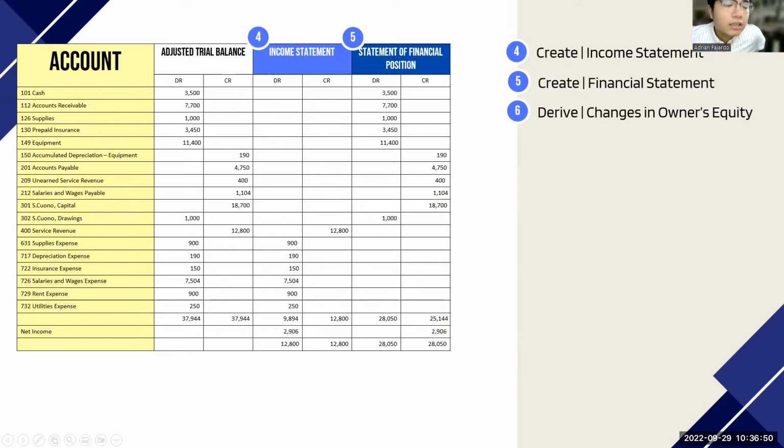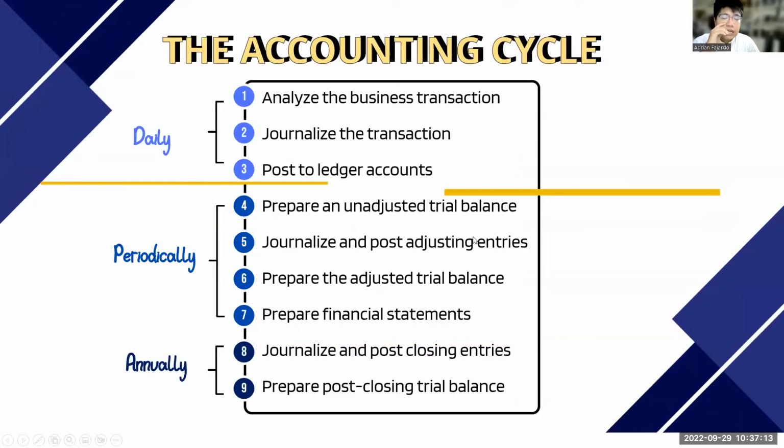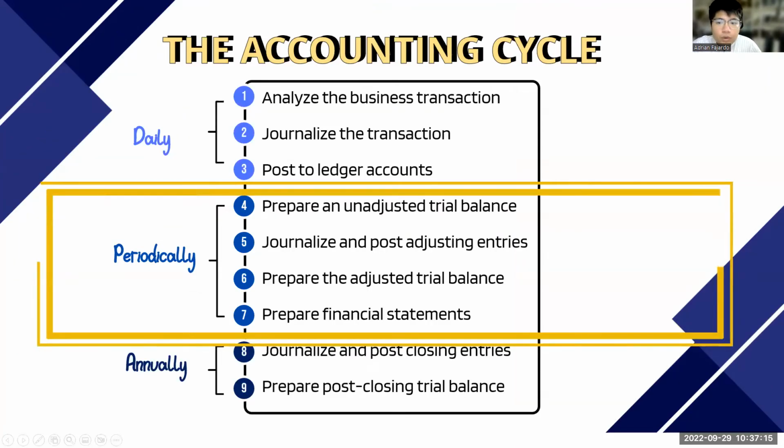So again, nothing new, nothing fancy, everything procedural. The only thing that's weird is that in the income statement, we recorded the debit at 2,906, and then in the statement of financial position it became a credit. Parang nag-magic, right? So hopefully we'll talk about it in the next learning objective. So actually, that ends our review of a worksheet.